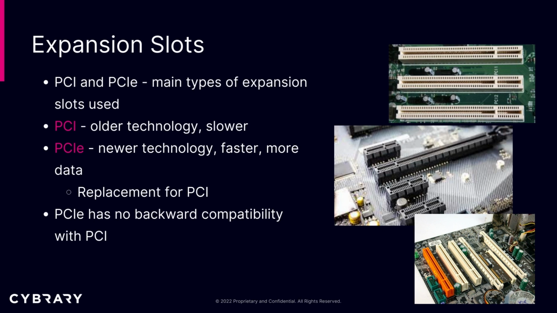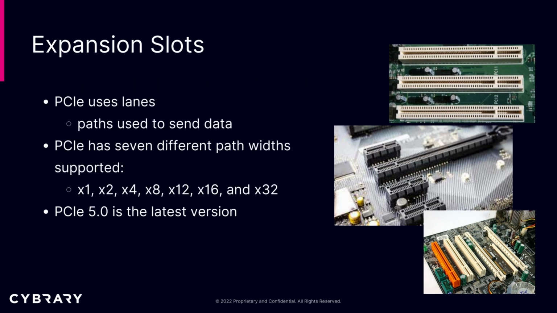The main type of expansion cards used today would be the PCIe, taking over from the older PCI. So let's talk a little bit about the expansion cards. Now, the expansion cards fit into the expansion slots. For a PCIe, it uses the lanes, and we've covered this in several lessons earlier. These lanes are paths that send the data. PCIe has 7 different path widths supported: the X1, X2, X4, X8, X12, X16, and X32. And also PCIe 5.0 is the latest version.